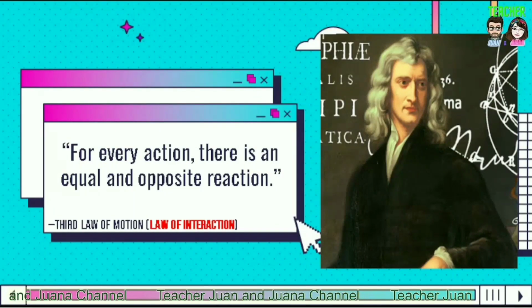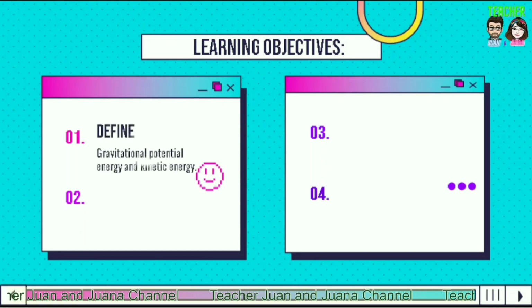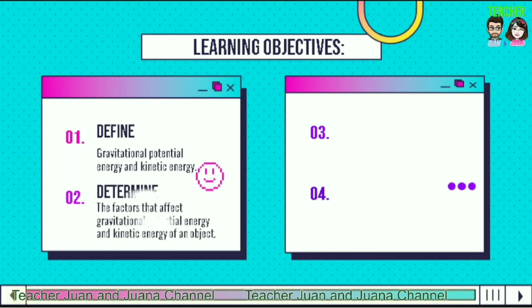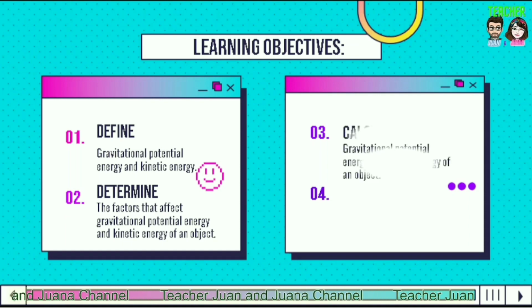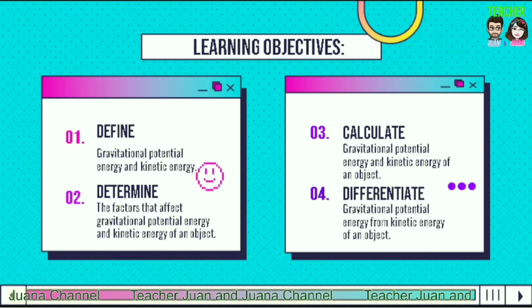Now that you are ready to move to the next lesson, I will give to you the learning objectives of our lesson. Number 1. Define gravitational potential energy and kinetic energy. Number 2. Determine the factors that affect gravitational potential energy and kinetic energy of an object. Number 3. Calculate gravitational potential energy and kinetic energy of an object. And number 4. Differentiate gravitational potential energy from kinetic energy of an object.